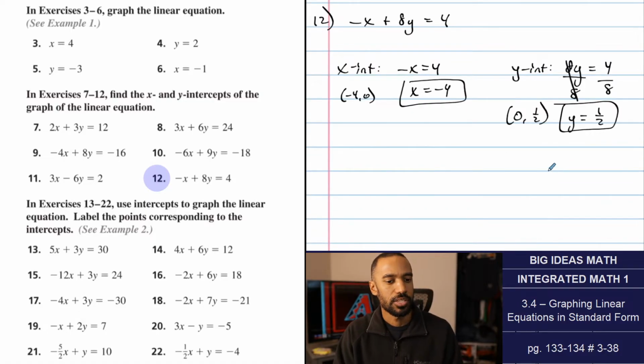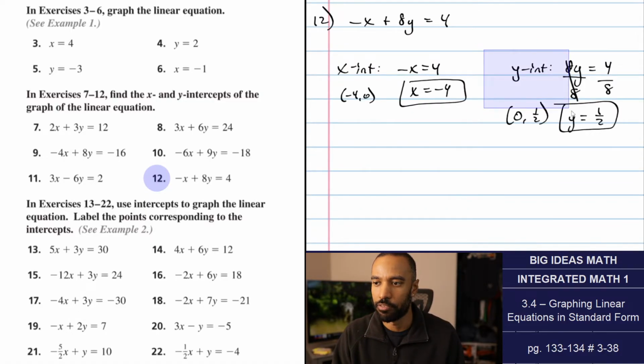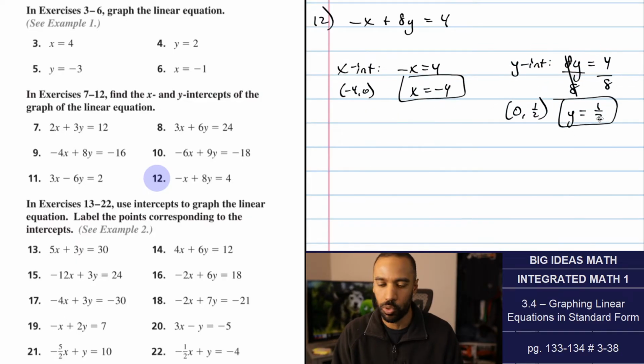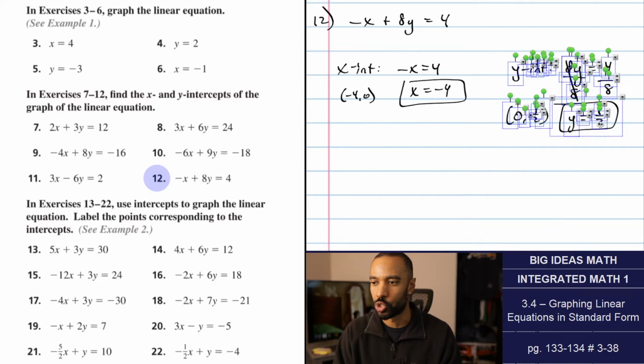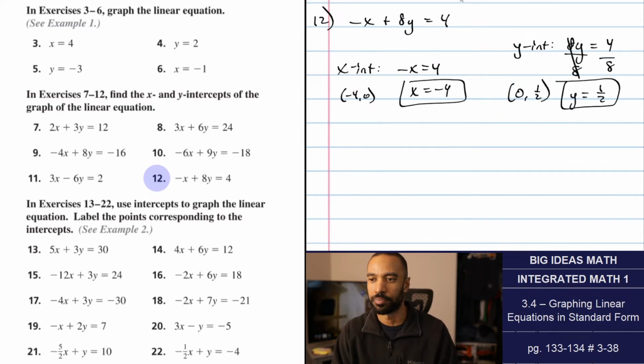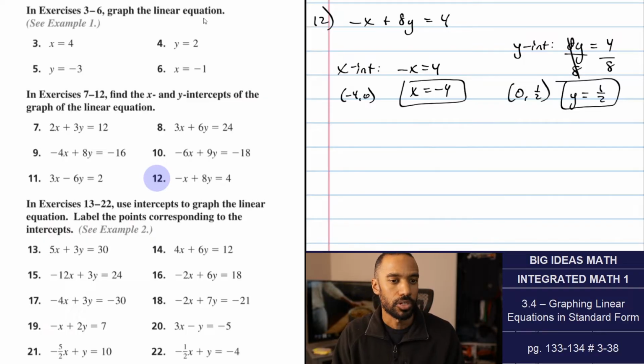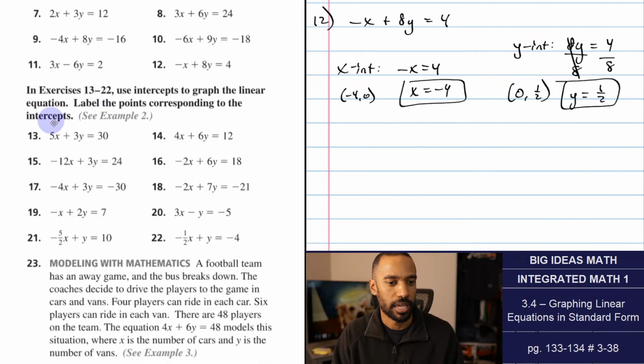So that's what these look like when it comes to the form. These points are points that we can plot on our graph so easily. And if we have a ruler, we can draw a line through these so well. And we're about to do those. 13 to 22, next 10 problems. Get out your graph paper.